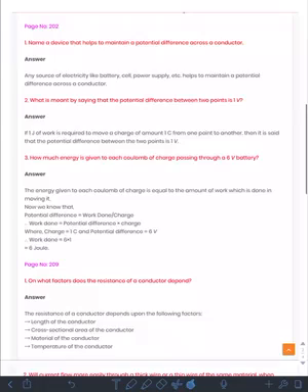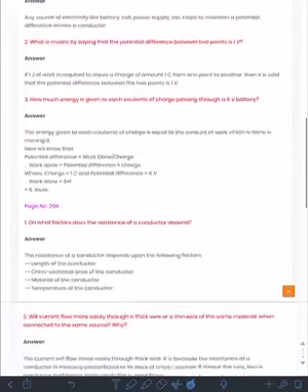After that: name a device that helps to maintain a potential difference across a conductor. What is the device? Any source of electricity like a battery, cell, or power supply helps to maintain a potential difference across a conductor. Why? Because an electric battery is nothing but a storage of energy, and electrons carry this energy.